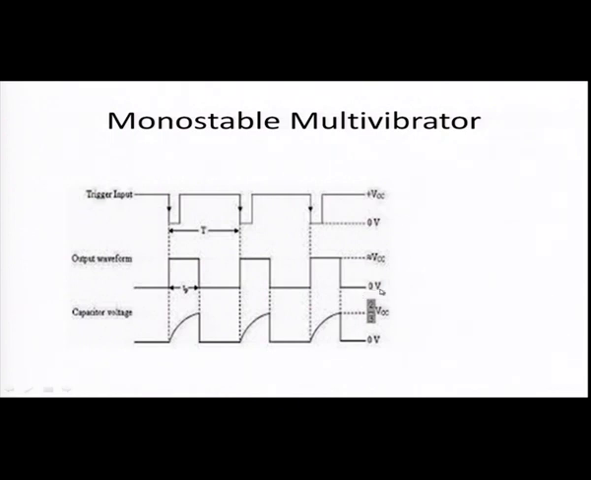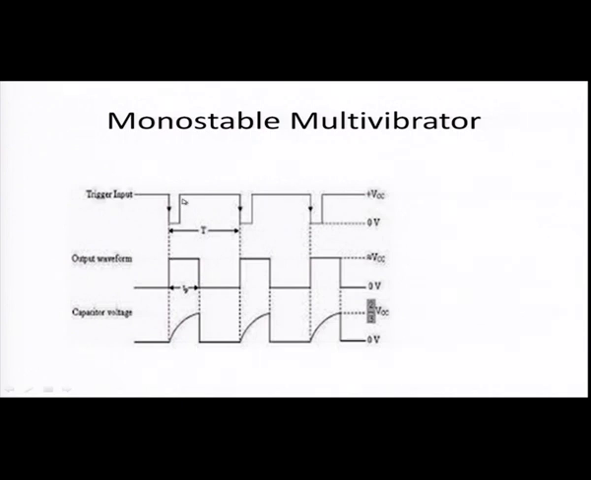So, here the maximum voltage is VCC and the minimum voltage is 0 for the output of the timer, and the capacitor's voltage is charging from 0 to 2/3 VCC, and if it reaches 2/3 VCC, instantaneously it is discharged to 0 voltage according to the connection present in the monostable multivibrator.